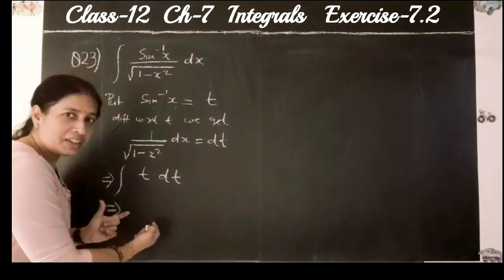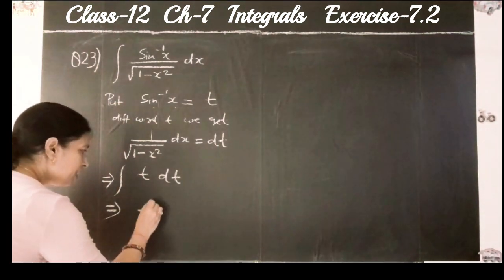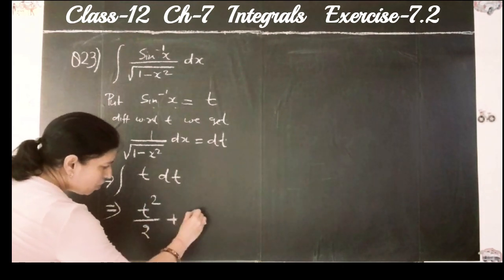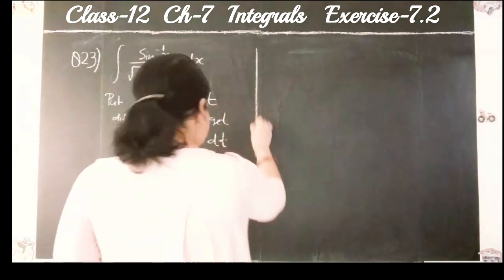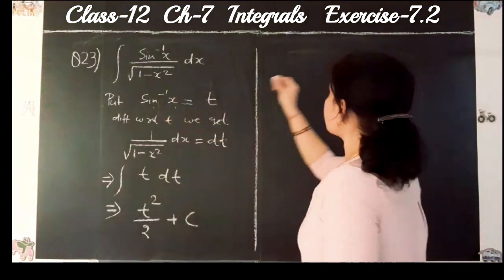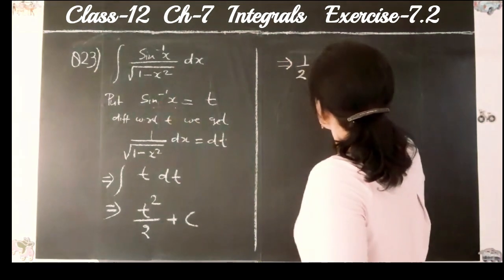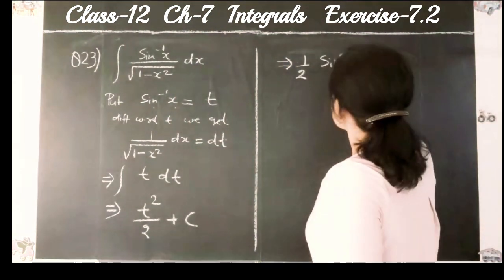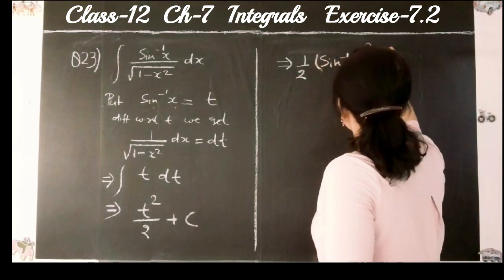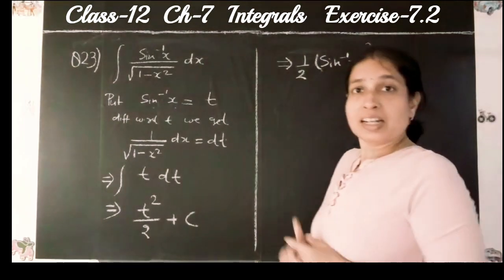Yes, this one is standard form, so इसको डिफरेंट इंटीग्रेट करेंगे तो क्या आएगा, it comes t square by 2 plus a constant c. Now put the value of t. T is equal to sine inverse x. So we can write 1 by 2 in place of t, write sine inverse x, and it is t square. So write here square, and write a constant c as it is. So this will be our answer.